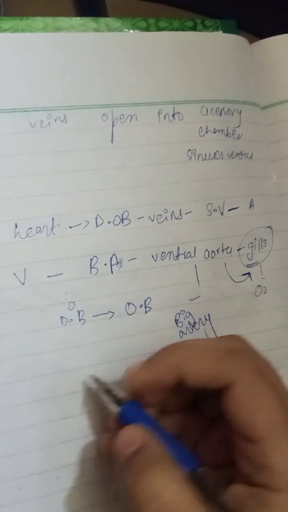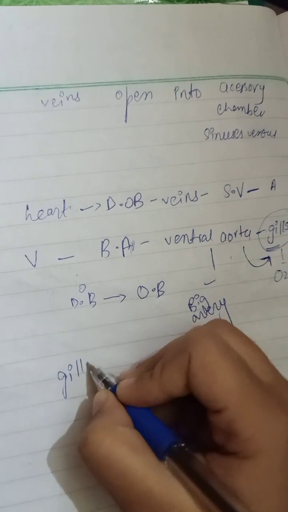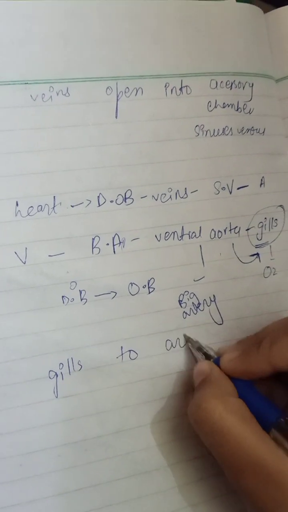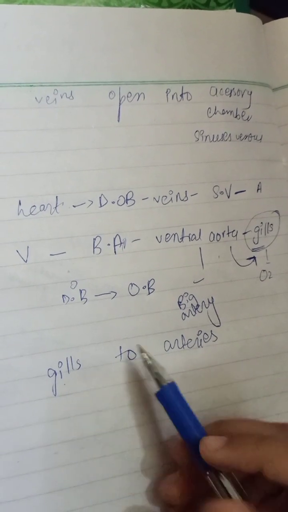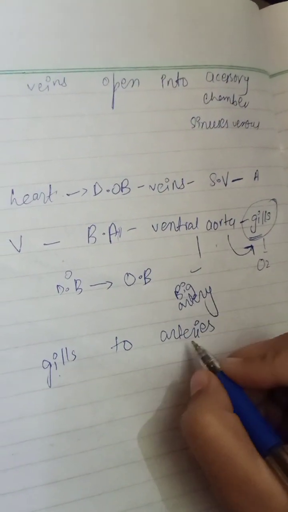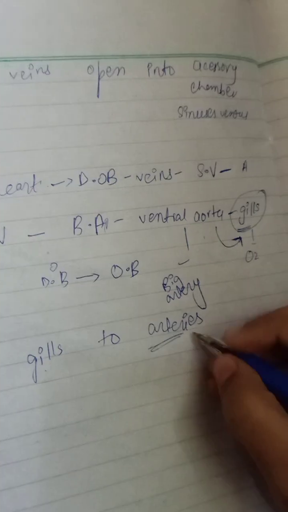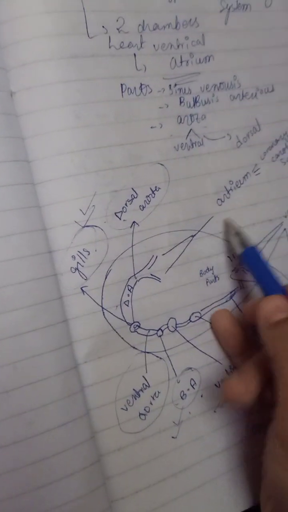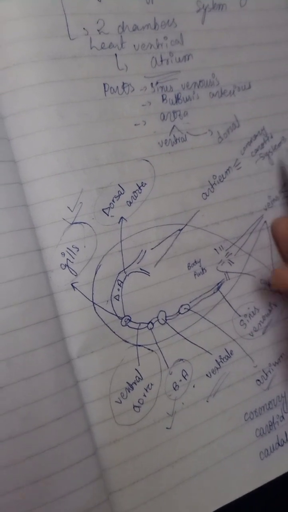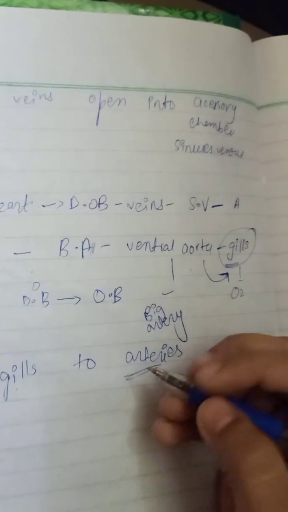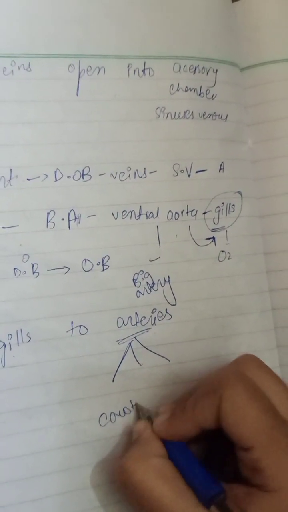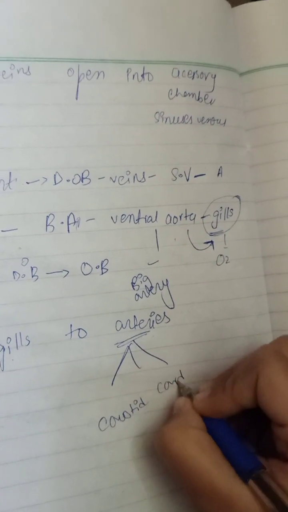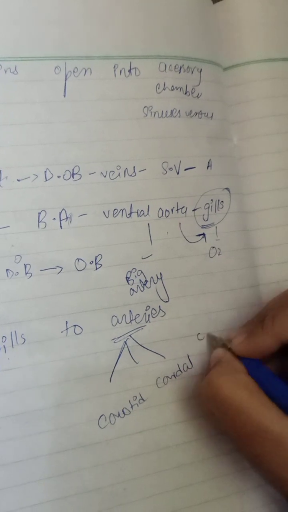Okay, so through gills we are having arteries. Gills to the arteries, coronary. As you all know, from gills to arteries we are having a coronary artery, carotid and systemic. So after that, we are having a carotid, second one caudal, and the other one is the coronary.